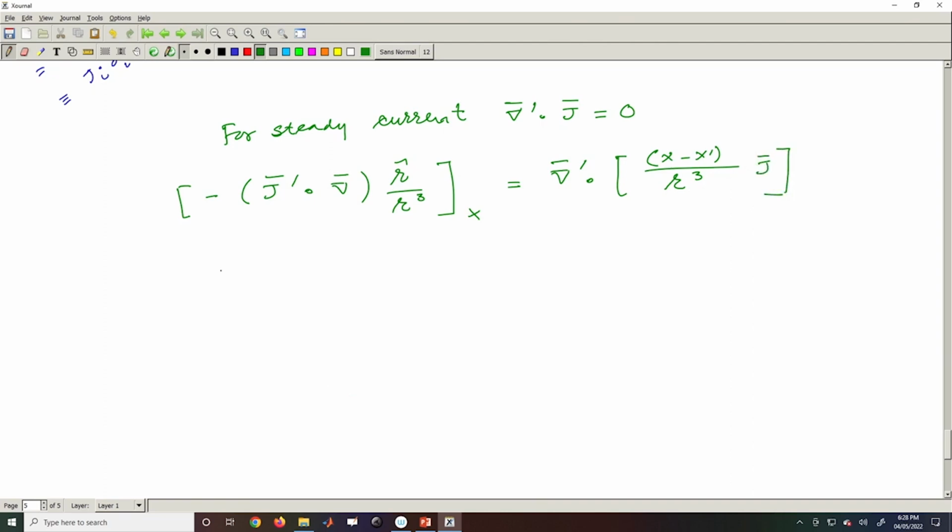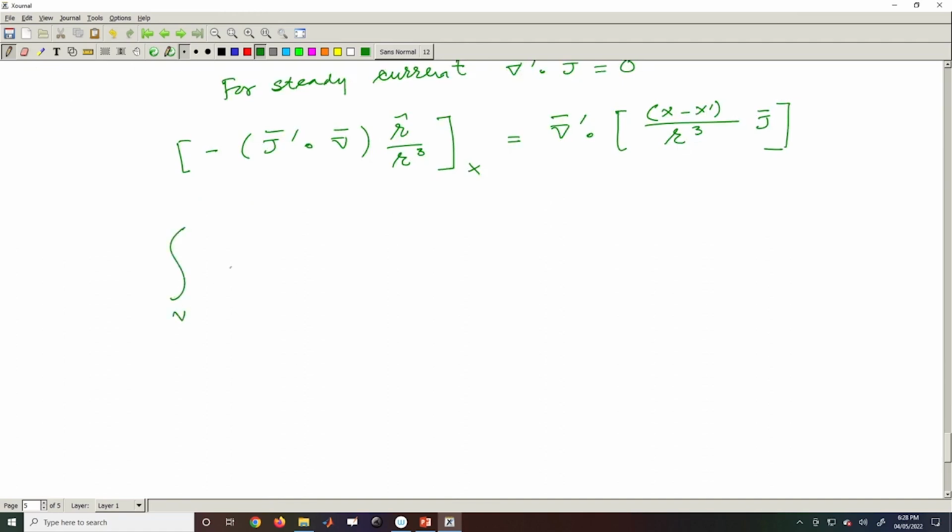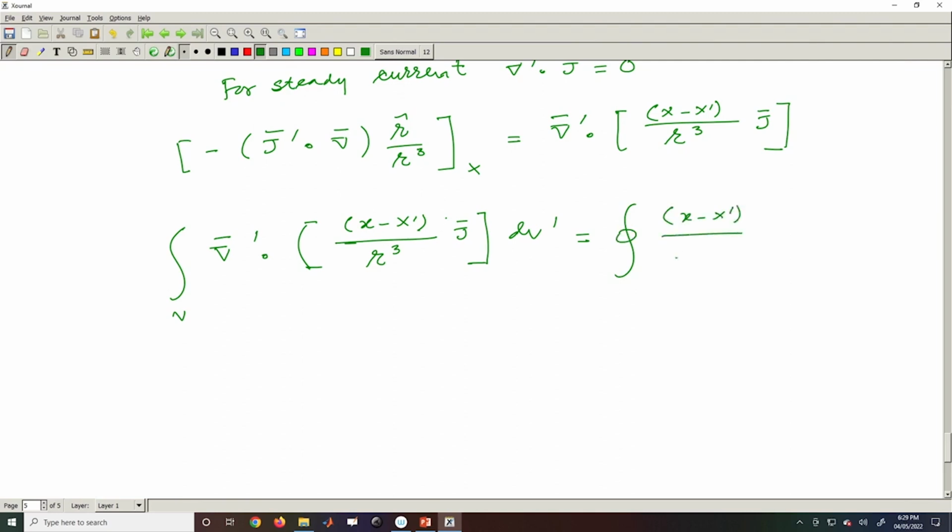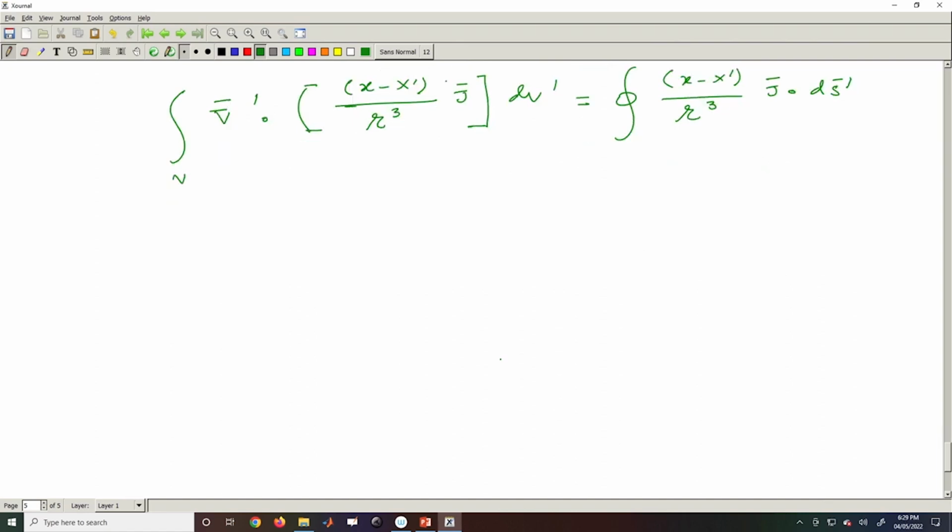Now I am going to use this in the integral. The volume integration of this quantity, x minus x prime divided by r cube, and then j, over dv prime, if I now write it in terms of a surface integral, is simply x minus x prime over r cube, j dot ds prime, just using Gauss's law, volume integral to surface integral.